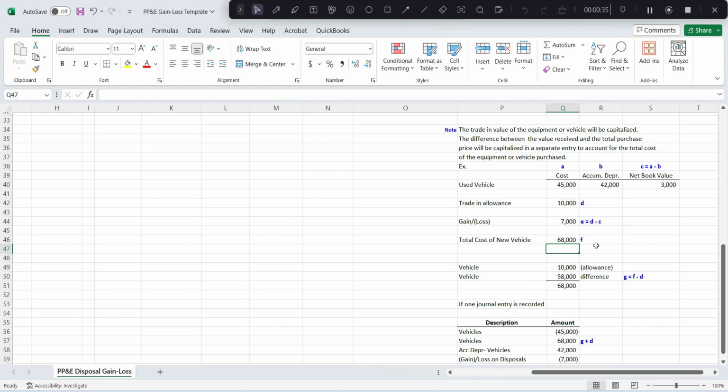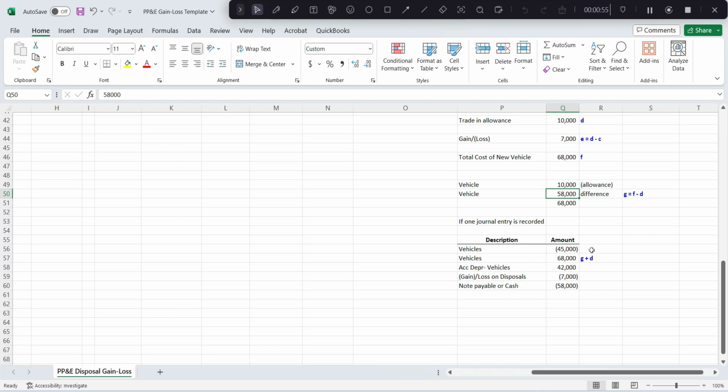What that tells us is there's two pieces here. There's the $10,000 allowance, and there's the $58,000, which is either going to be paid in cash, financed, or maybe a portion of it is written down with a down payment. That just depends. But the journal entry looks very different than when cash is involved.